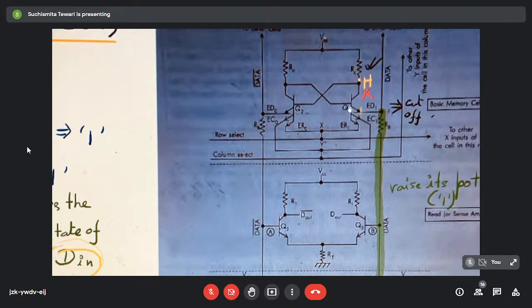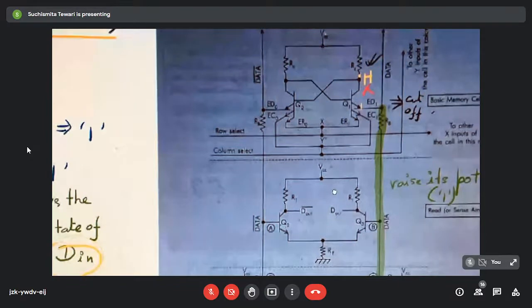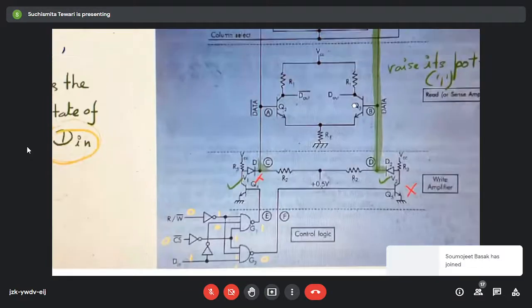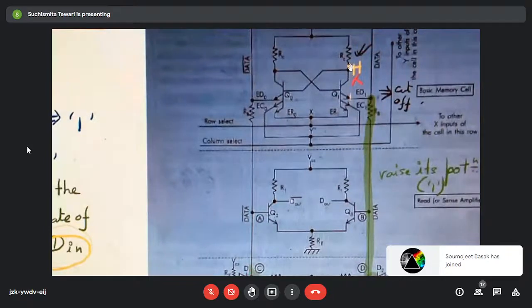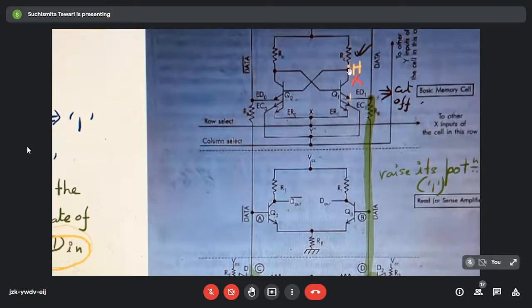That means if this does not conduct, what will be the collector potential? It is not getting any path to go to the ground. So this collector potential will be almost like this VCC. It will be high, and high potential means, in digital terms, we can say that the logic level of this node is now raised to 1. So here we intended to write 1, D in is given 1, and here at this collector we are getting 1. So the 1 is now being stored over here.